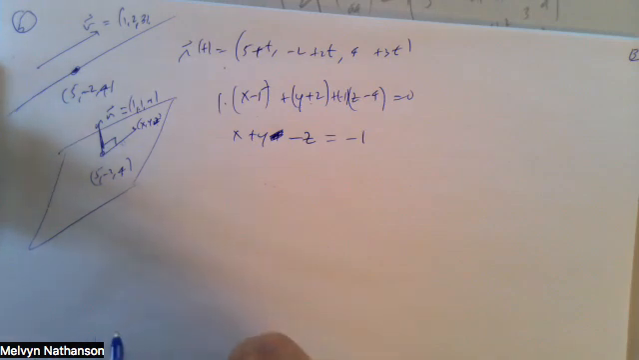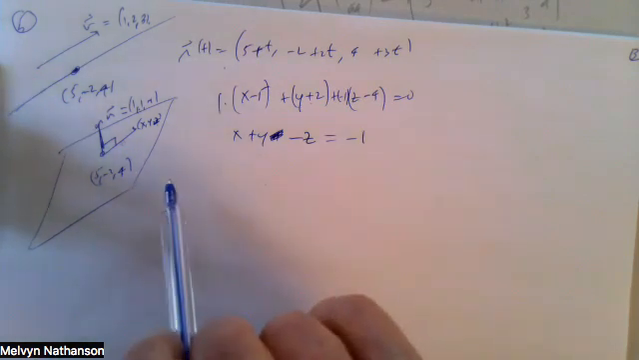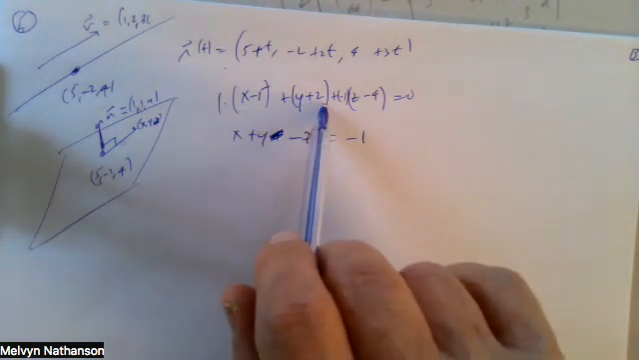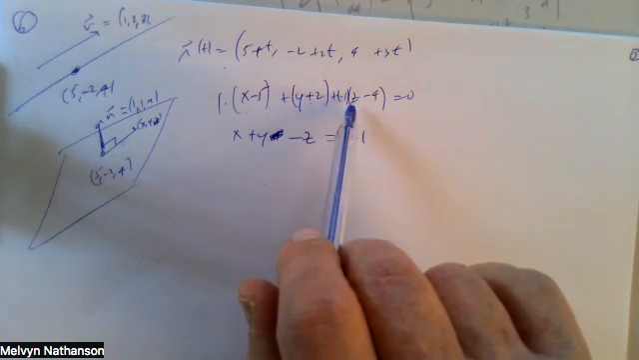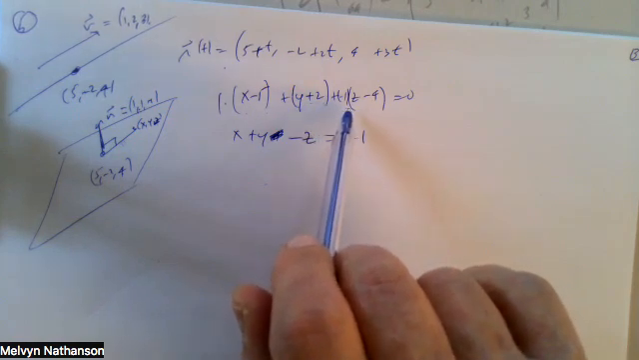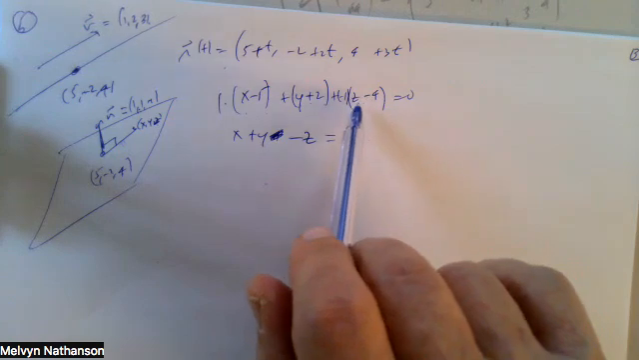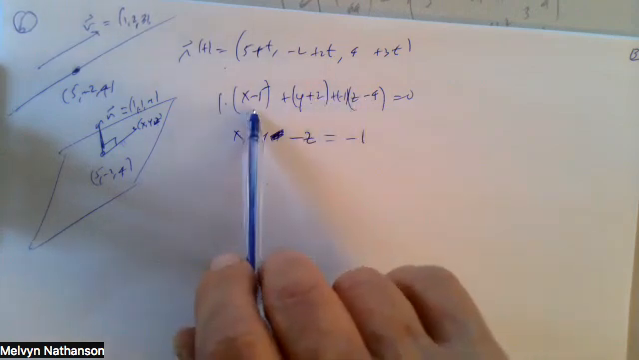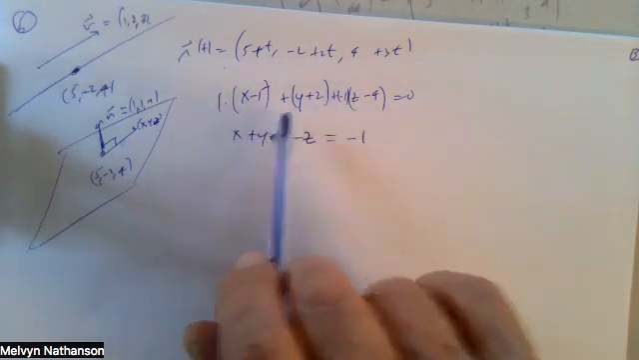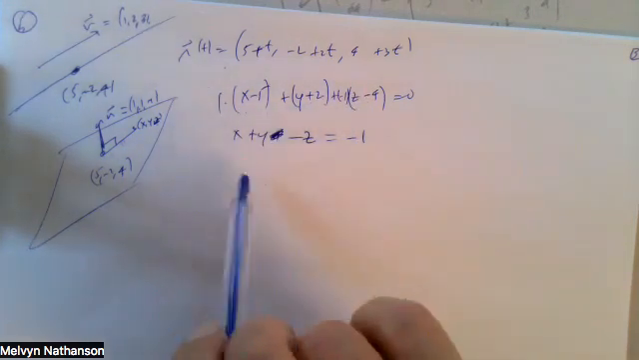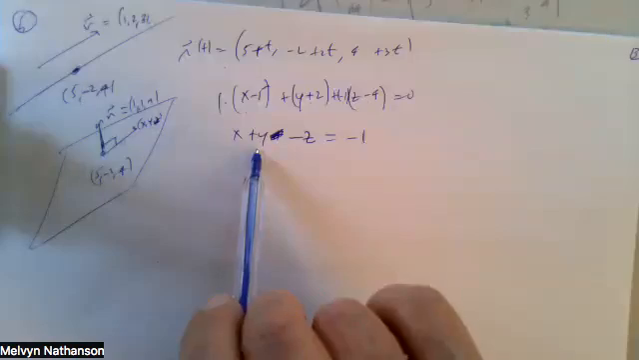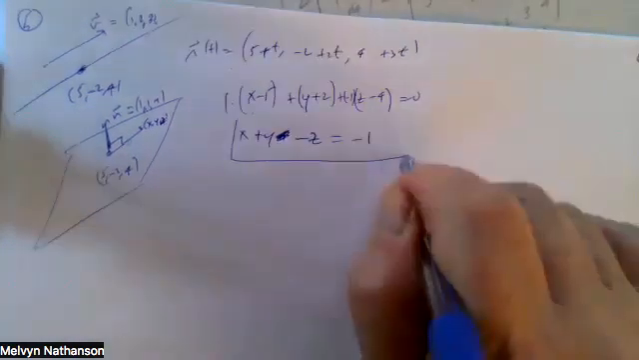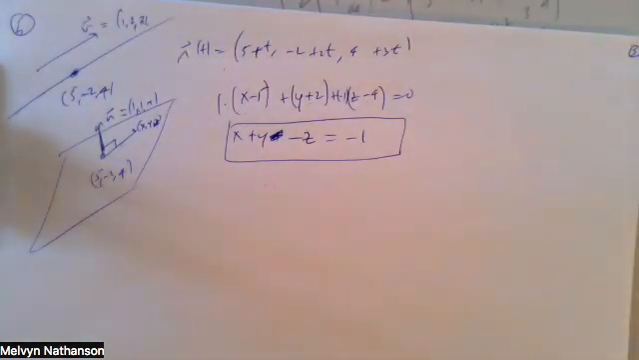Let's see. No, I don't think that's right, so let me just double check. x minus 5, y plus 2, minus z minus 4. This is 2 plus 4 is 6, minus 5 is 1. So x plus y minus z is 1. So 5 minus 2 is 3, minus 4 is minus 1. So that's okay. That's the equation of the plane.